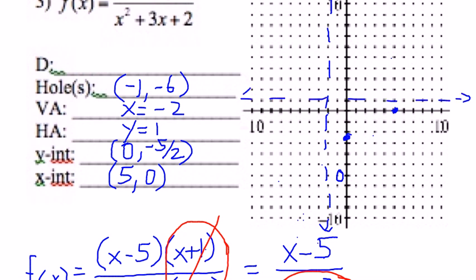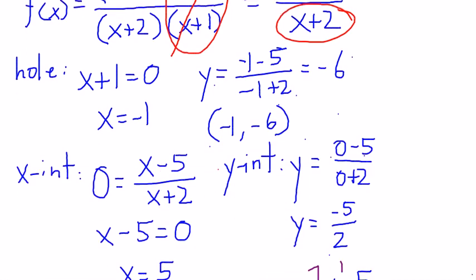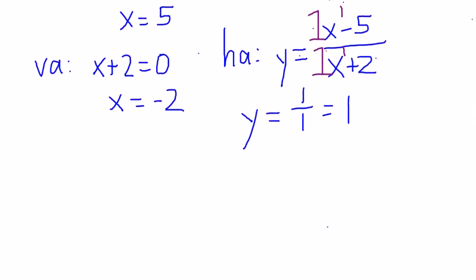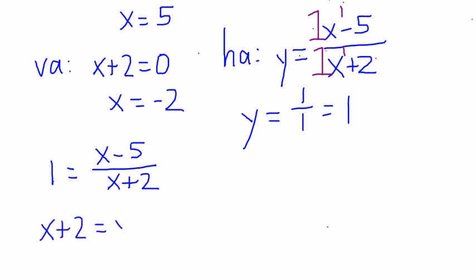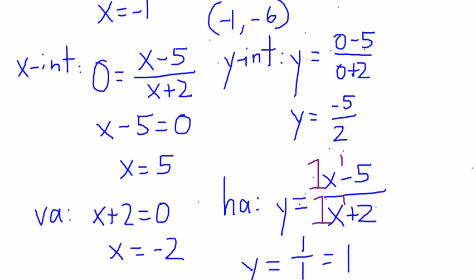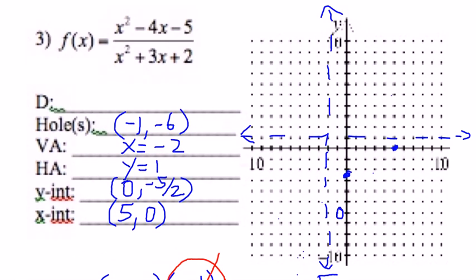Now, the function can cross a horizontal asymptote, so I'm going to check and see if it crosses the horizontal asymptote. Well, in order for it to cross the horizontal asymptote, y would have to be equal to 1. So we set y equal to 1 and solve for x. Multiply both sides by the denominator. Since there's no value of x that will make this statement true, it does not cross the horizontal asymptote. So that's good to know. So now we're ready to graph.